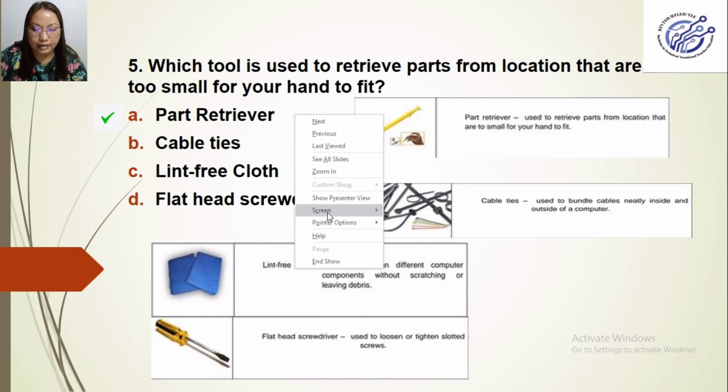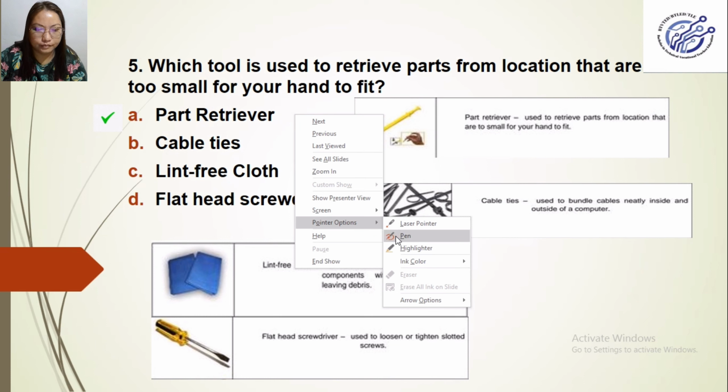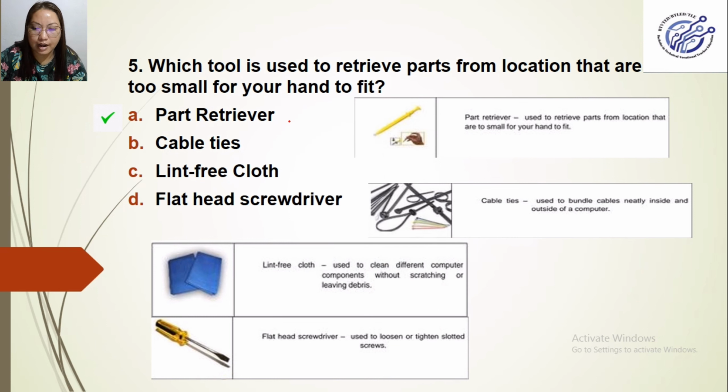So, dito po, kahit kung hindi po natin talaga alam tong mga tools po na nasa ating choices, meron na po tayong makikitang clue from our question itself. So, kung pag nakikita niyo po, yung tanong niya po, yung ginagamit po nating retrieve parts. So, ano ba dito ang pwedeng mag-retrieve? So, from the word part retriever, so alam mo na siya na po yun. So, dapat po magiging wise po tayo sa pagbasa po ng ating mga question kasi po minsan nasa question na din po yung ating mga sagot.